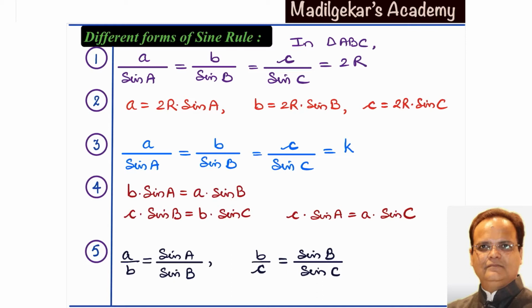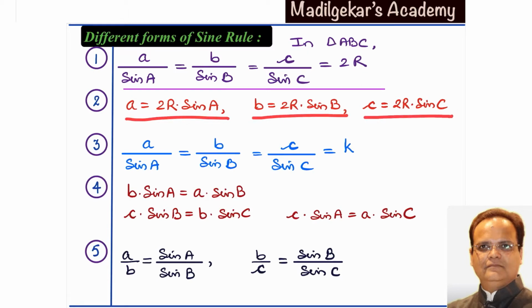Let's discuss different forms of the sine rule. Just now we proved the sine rule. It is a upon sin A equals b upon sin B equals c upon sin C equals 2R. Using this relation, we can find the value of a as 2R sin A, similarly b as 2R sin B and c as 2R sin C. Since R, the circumradius, is a constant, let us denote this 2R by the constant K.